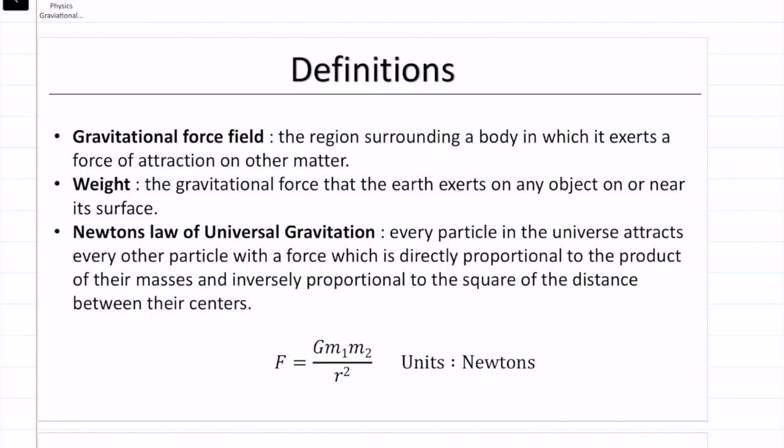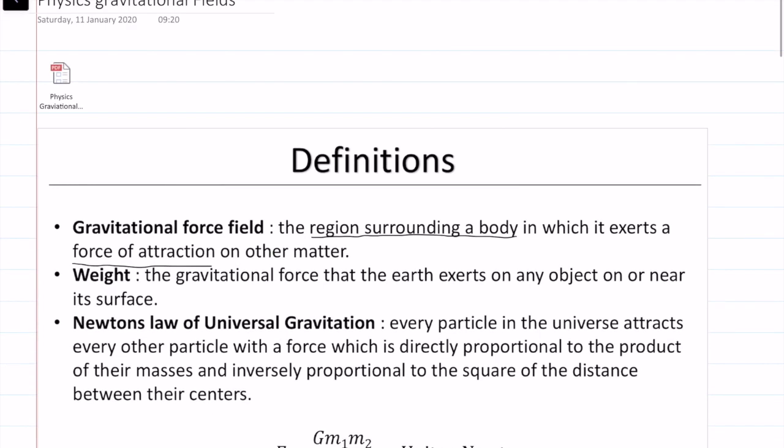Okay, so we start off with the definition for gravitational force field. It is the region surrounding a body in which it exerts a force of attraction on other matter. If we digest this, firstly, we need to have a body. Let's say it's a planet or something. It's a region of space surrounding the body, all around the body in all directions, which exerts a force of attraction. So I'm going to draw arrows towards this body, just to show that we're having forces of attraction, which it exerts on other matter.